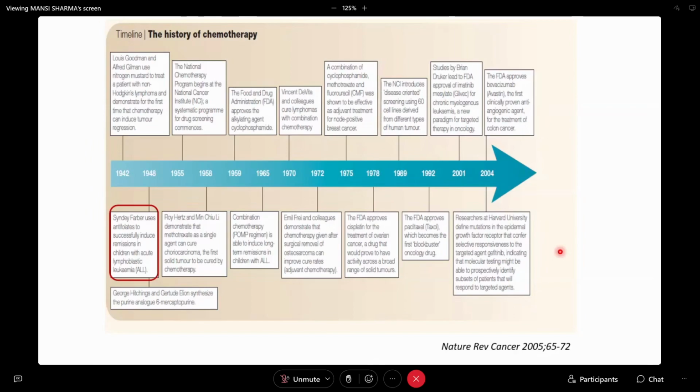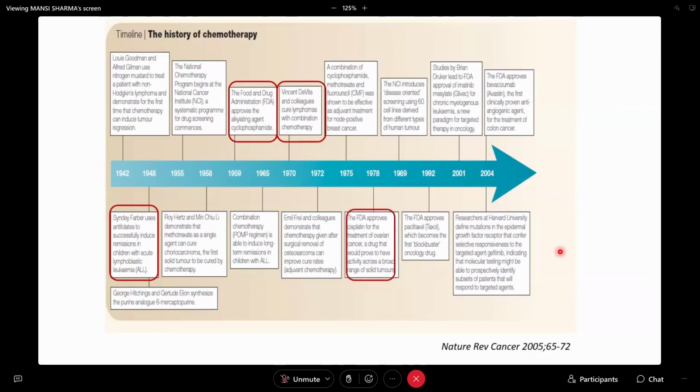So, leading on to that, other drugs were developed. Methotrexate was used as a single agent in 1958 to cure choriocarcinoma. Then cyclophosphamide came into the picture in 1959. Then combination chemotherapy came into the picture in 1965 to induce long-term remissions in children with ALL. And in 1970, lymphoma was cured with combination therapy, and so on and so forth.